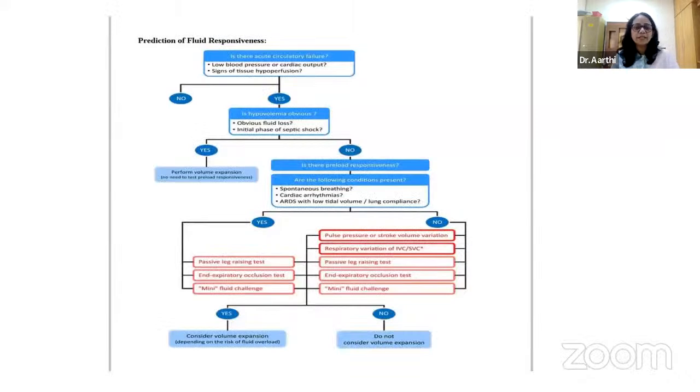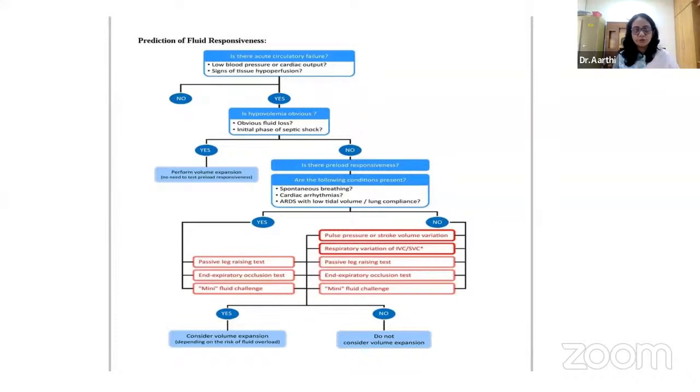To summarize, what type of monitors can we utilize in patients with acute circulatory failure? When we have low blood pressure, low cardiac output or signs of tissue hypoperfusion, you need to assess whether to give fluids or restrict fluids. When there is fluid loss, or in a patient with septic vasodilated shock, it is obvious that we need to go for volume expansion. When we are unable to judge whether there is fluid loss or a shocked state with systemic vasodilatation, then we need to assess the clinical picture of the patient.